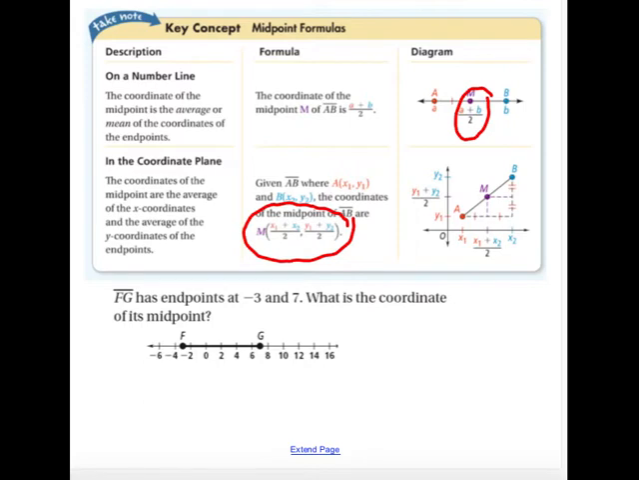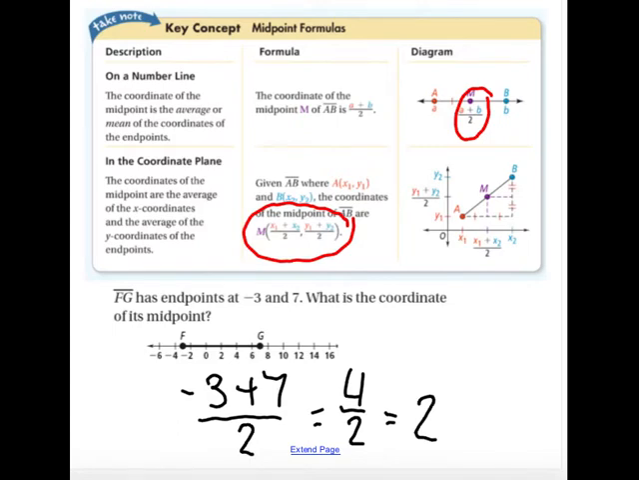So it says FG has endpoints at -3 and 7. What is the coordinate of its midpoint? So all I do is take F, which says -3, and G, which says coordinate was 7. Add them, divide by 2. So I get 4 divided by 2, aka 2. 2 is my midpoint, and you'll see that 2 is where it cuts in half exactly.